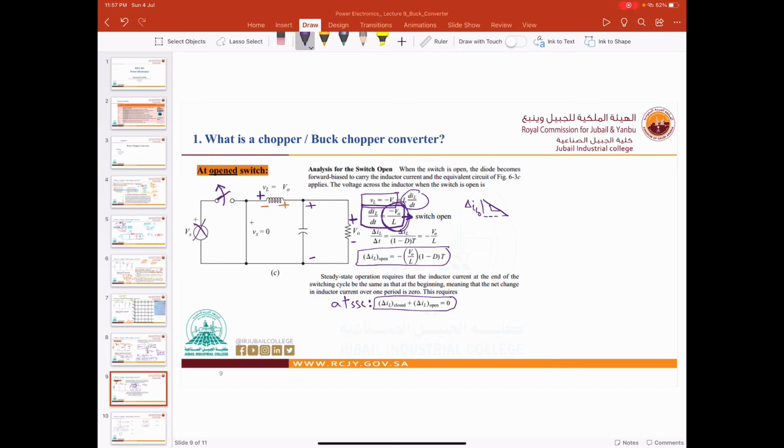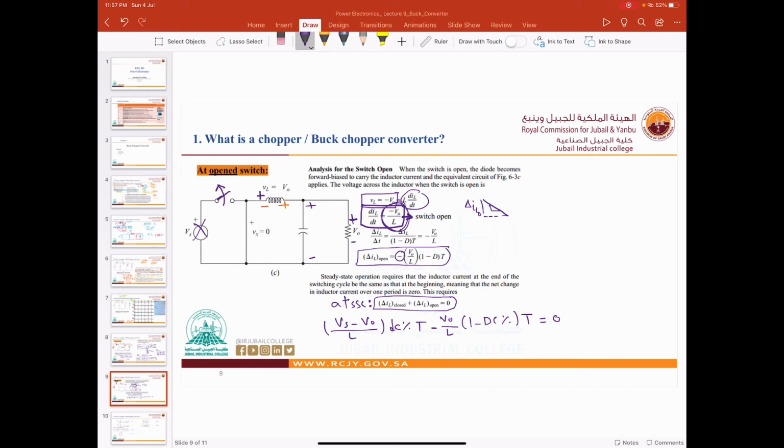Let me write it here. So delta I_L closed is basically (Vs minus V out) divided by L, multiplied by duty cycle percent multiplied by T, minus V out over L times (1 minus duty cycle percent) multiplied by T, equal to 0. So this is our formula.